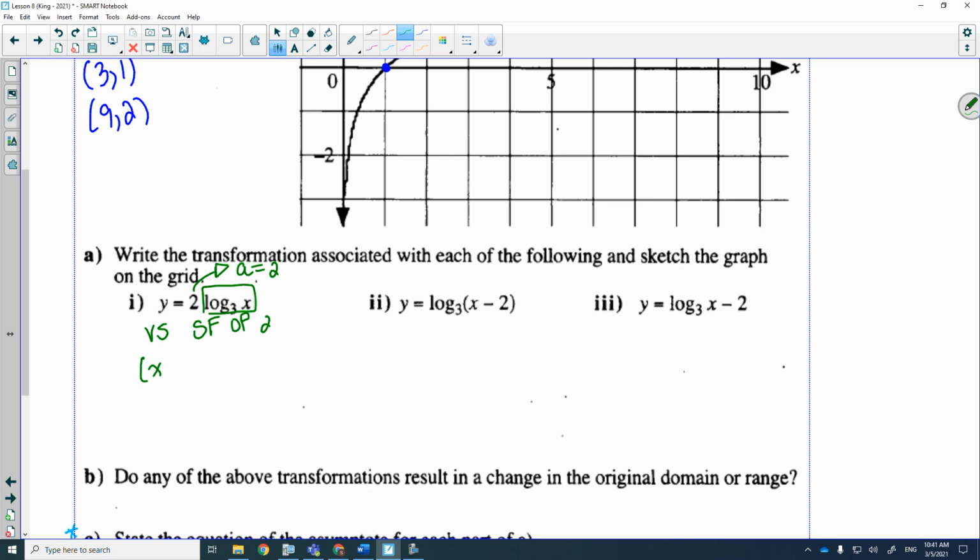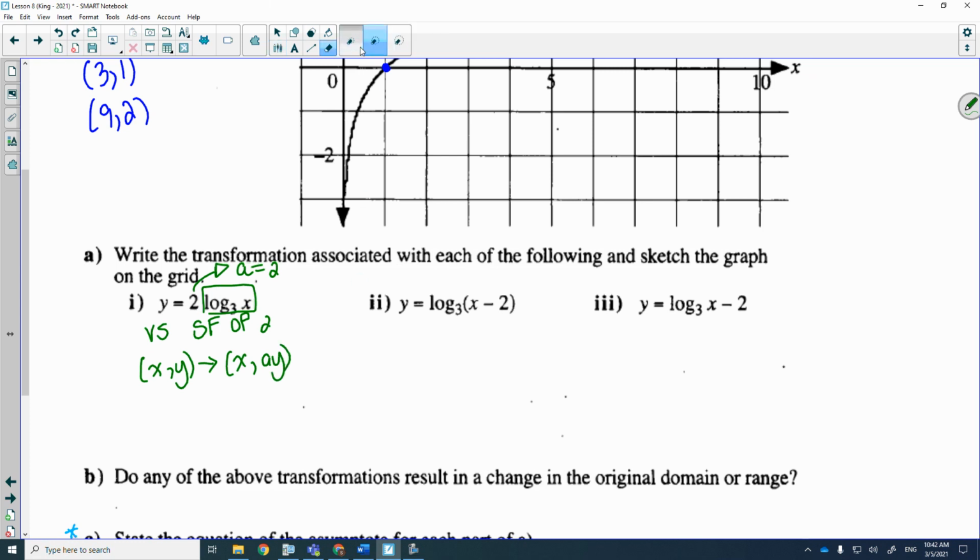The mapping x comma y, remember that your a transformation, what does it affect? It affects y. So the mapping would be x comma a times y. And then our a value is 2. So the mapping would be whatever my point is now becomes x, and I'm going to multiply the y coordinates by 2.